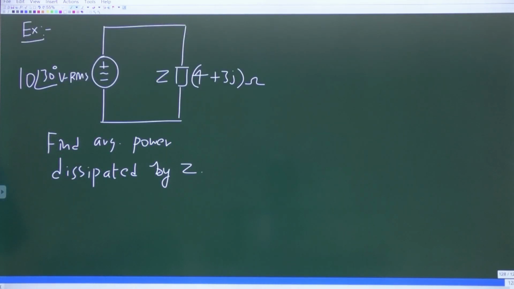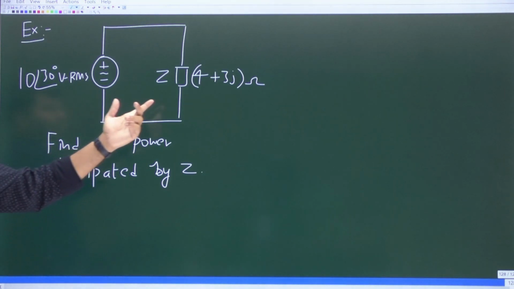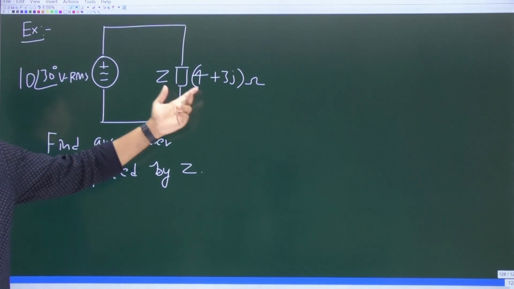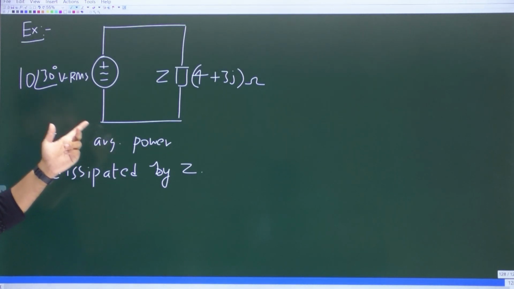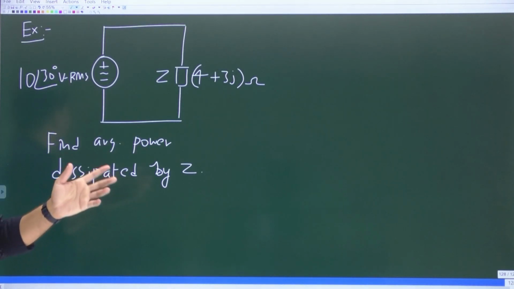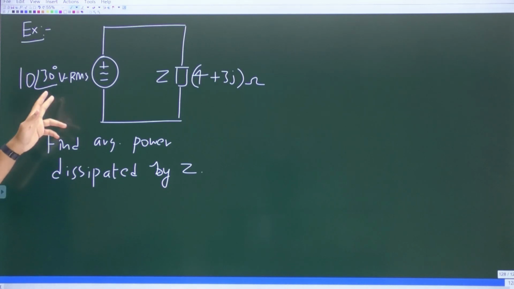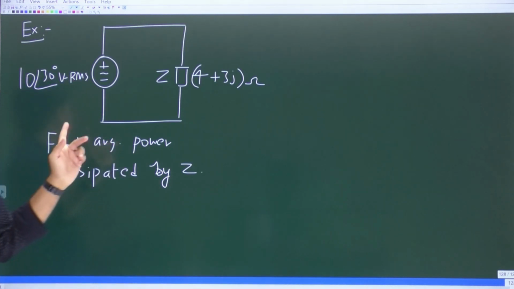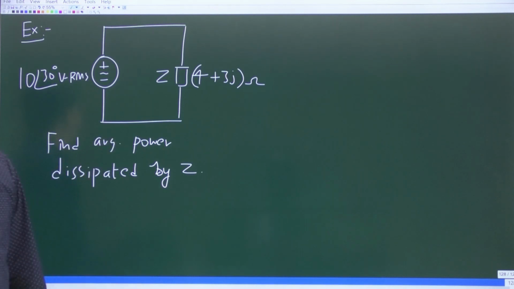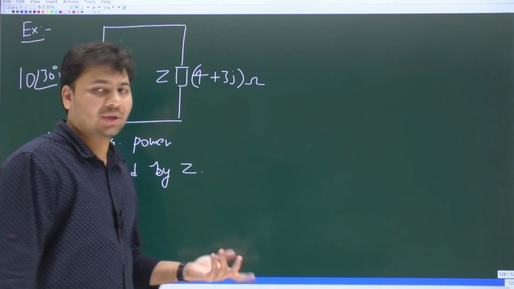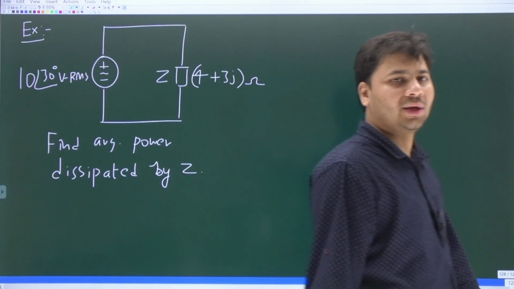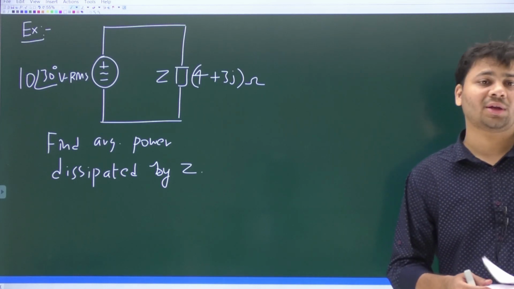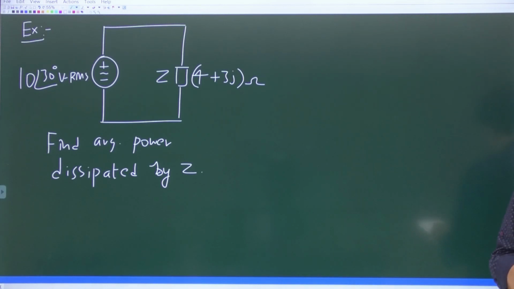Please type your answer in the chat box. So here we have a very simple network which has an impedance Z whose value is 4 plus 3j ohms, connected across a sinusoidal voltage source whose phasor voltage value is 10 at an angle 30 degrees volts RMS. So what is this 10 volts? It is the RMS value of the voltage. Yes, the question is to find the average power dissipated or absorbed by the impedance Z. Please type your answer in the chat box.